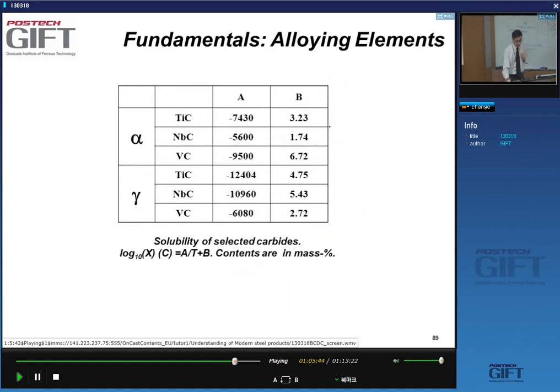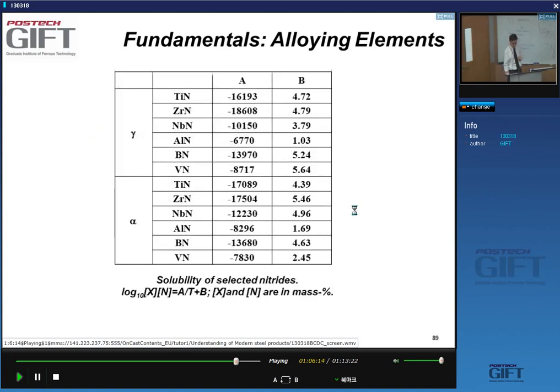So again, the slides, as I said earlier, contain a lot of data. This is a number of data values for A and B in the solubility equation. For carbides, the solubility of carbides is different in austenite and ferrite. So always be careful when you're using this data.